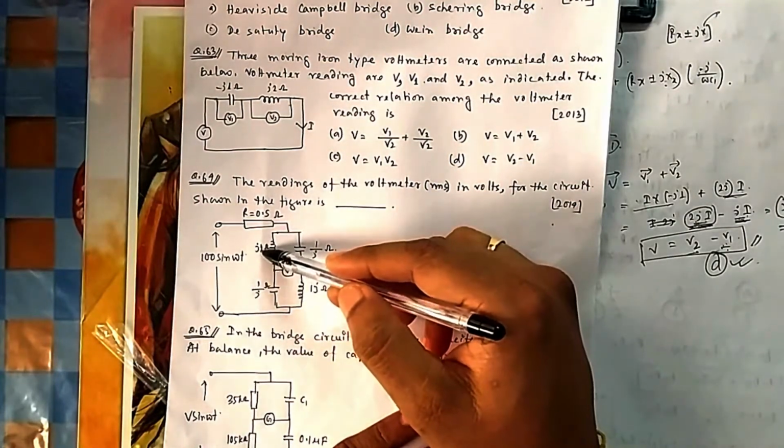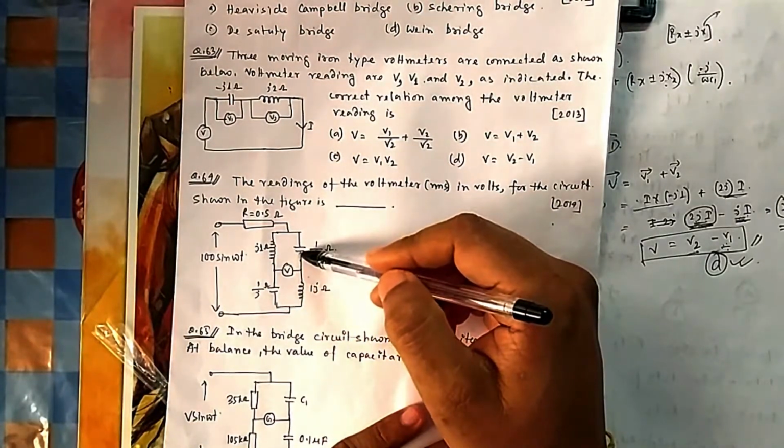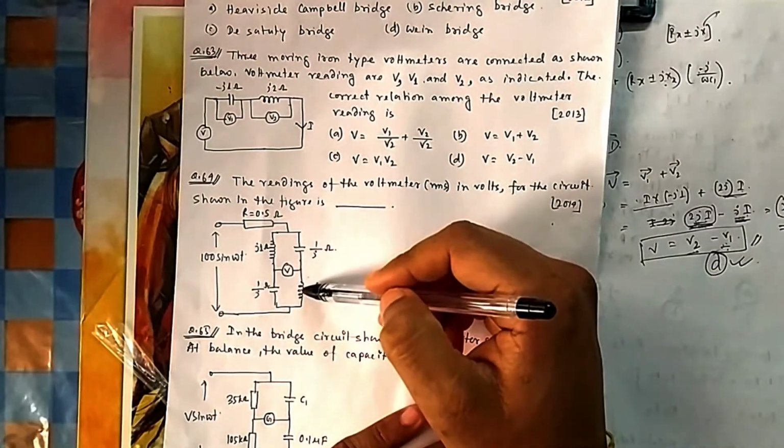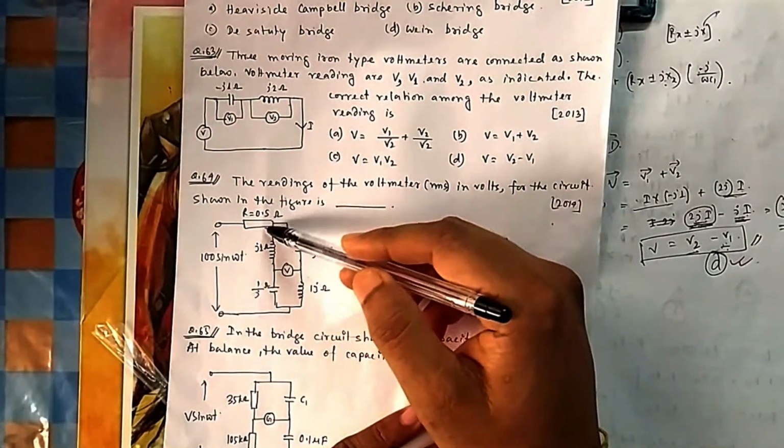This is J1, this is minus J1. So this total will be 0. That means this is shorted, this is shorted. Okay. So from this side, what impedance will it get? It will get only 0.5 ohm.